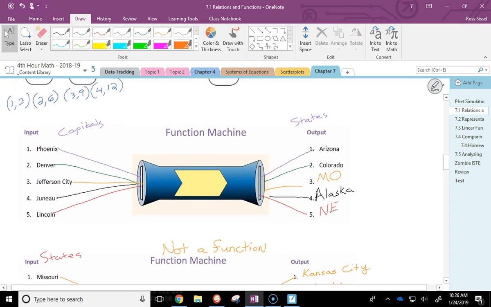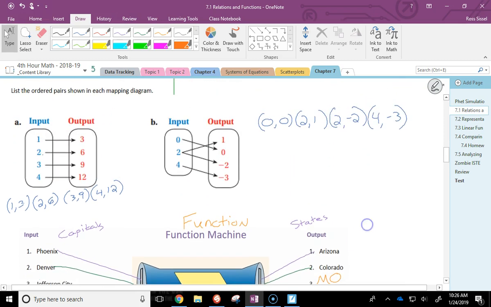How about our capital and state? It's a function. Capital went in, only one answer could come out. So it is a function. How about A? 1 to 3, 2 to 6, 3 to 9, 4 to 12. Function.